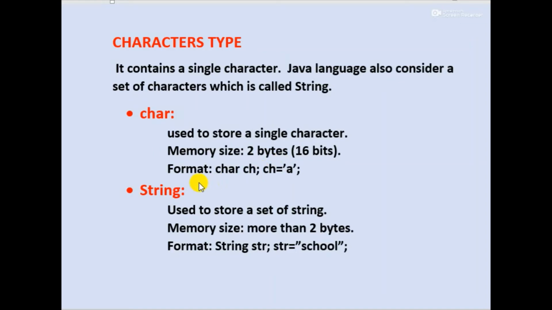And how can we declare a variable of char data type? For that we can use char then the variable name. Suppose that ch is the variable of char type. Now we can assign any value to this ch variable.